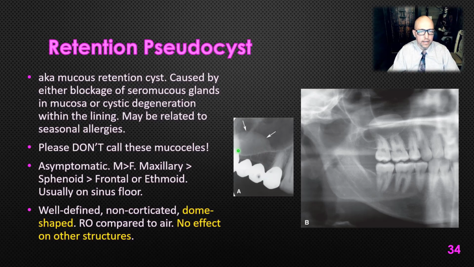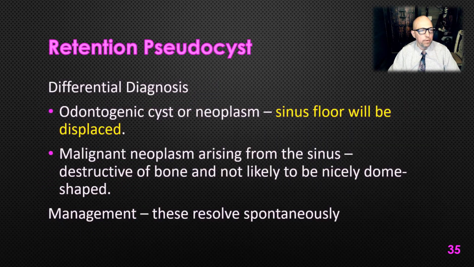I've never seen an example where one of those didn't. And so this has no cortex around it. It's all just more of a soft tissue, fluid-filled Schneiderian membrane. As I said, very common. These will come and go on their own, don't require treatment, and you will see these. So know that name: mucus retention pseudocyst, or I just call them antral pseudocyst. This is what I just went over, hopefully ad nauseam at this point. Sinus floor is going to be displaced if it's an odontogenic lesion arising from bone.